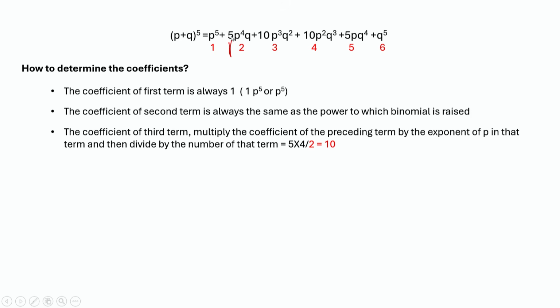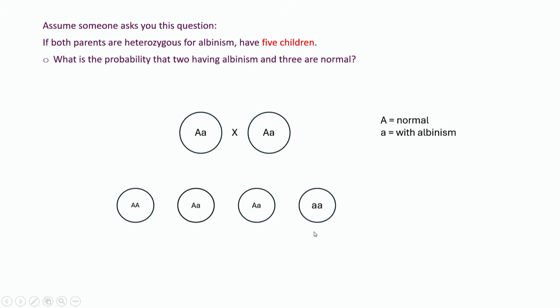We are multiplying the coefficient with the power. So we get 5 into 4, and then we divide it by the term number, which is 2, and that is how we are getting 10. And you will do the same for subsequent terms. You get the third term, and so what would you do to get the fourth? 10 into 3, 30 divided by 3, 10. So that is how we continue going, and that is how we are going to calculate the coefficient.